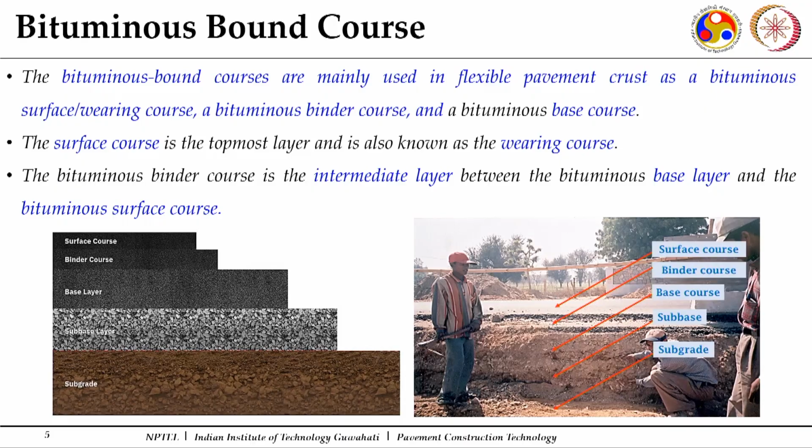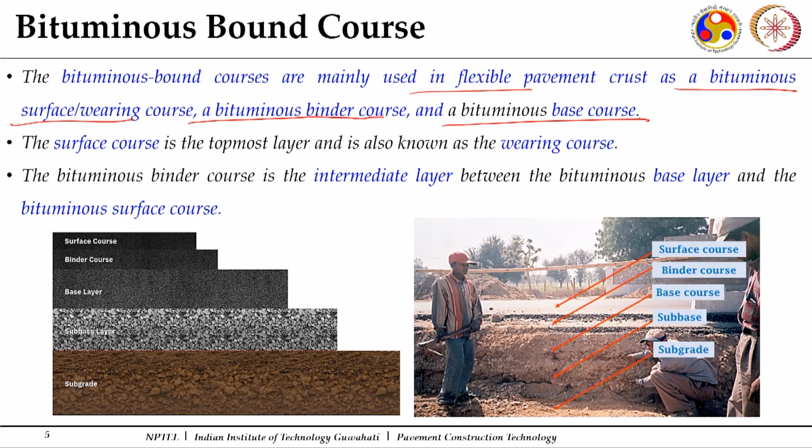The bituminous bound courses are mainly used in flexible pavements, and the three layers in which they are typically used form the top course, which we call the surface course or wearing course, an intermediate course, which is the bituminous binder course, and a bituminous base course.